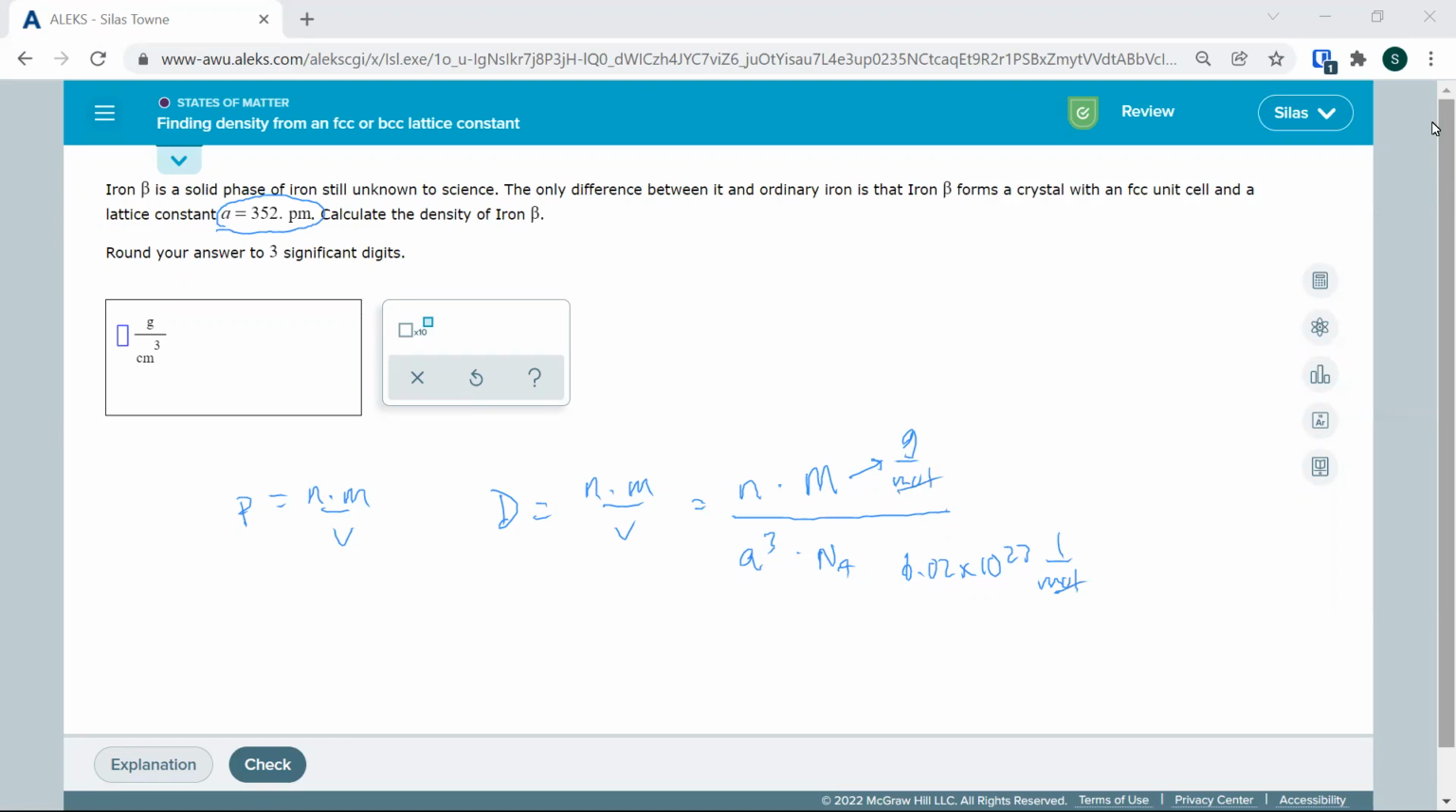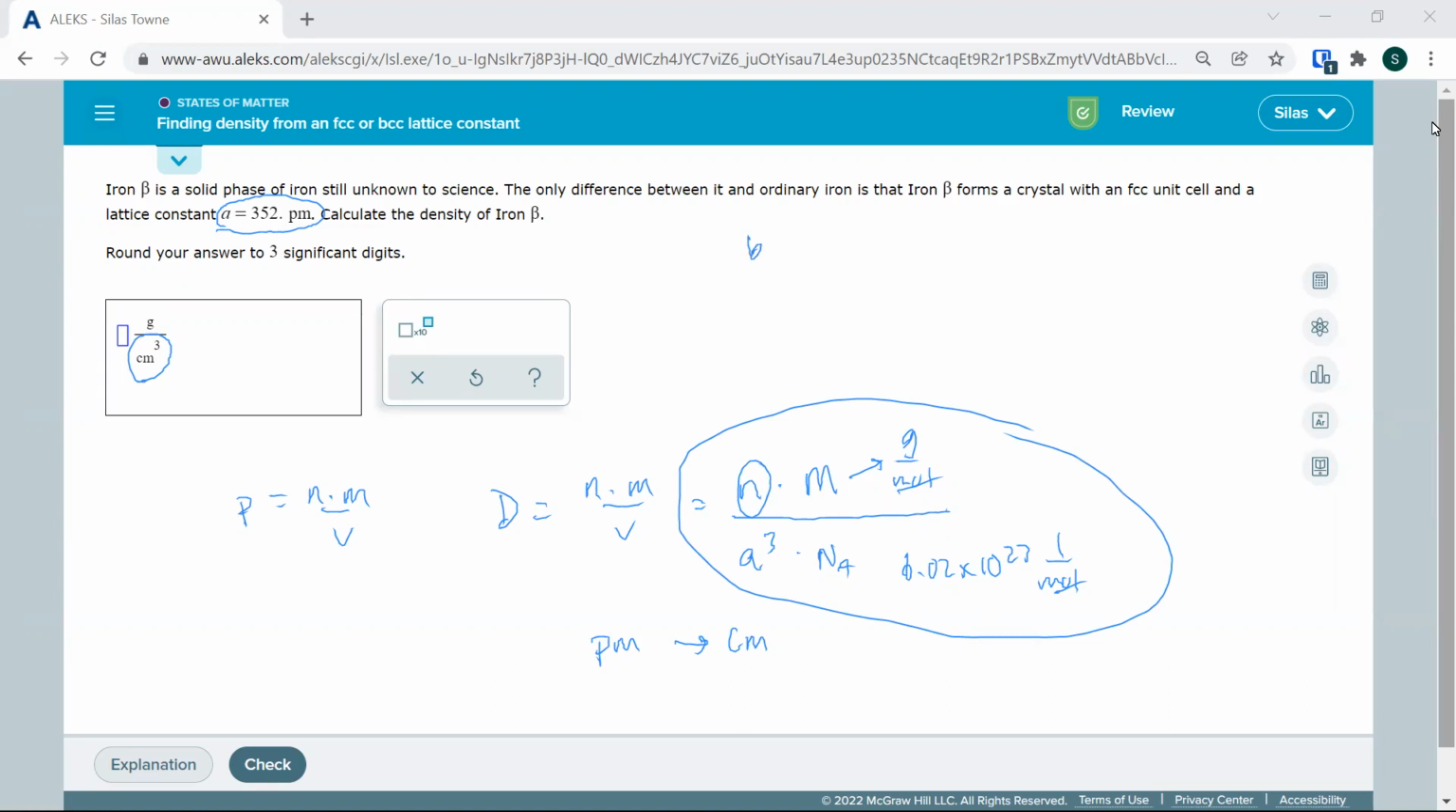So the question asked for it to be in centimeters cubed. So we're going to need to put A in centimeters. And right now it's in picometers. So we have some conversions to do there. And then we will stick with this formula, and then making sure we're careful on what N is, right? We covered two different things.